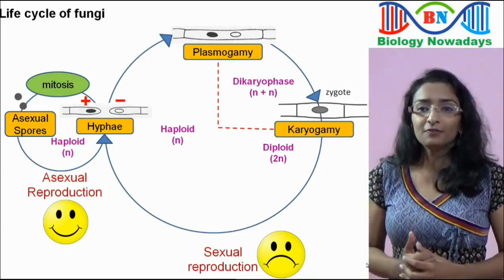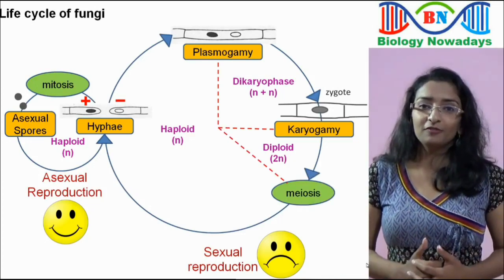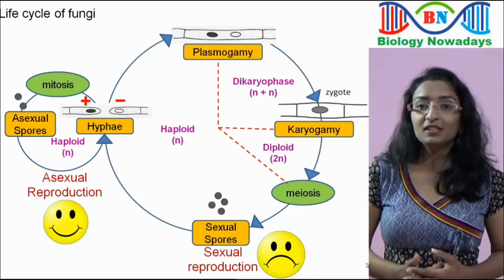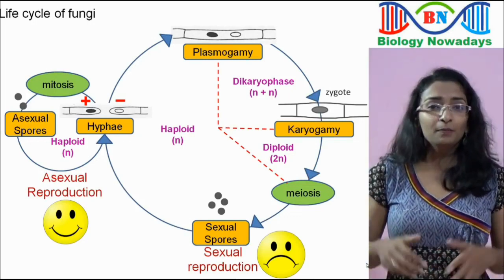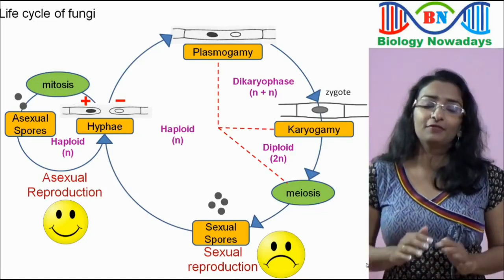Soon after the zygote is formed, it will undergo meiosis division leading to the formation of haploid sexual spores. These spores will germinate into mycelium, but the important point is that they will be genetically different from both parents.